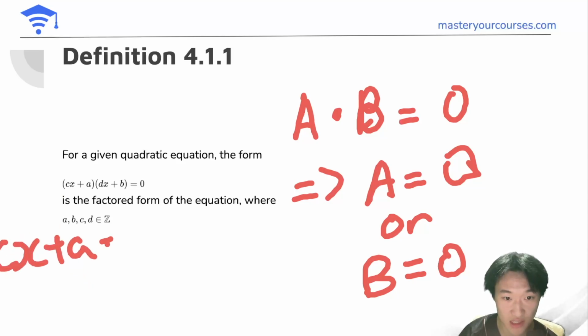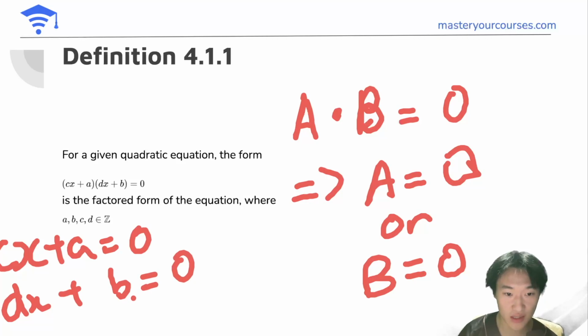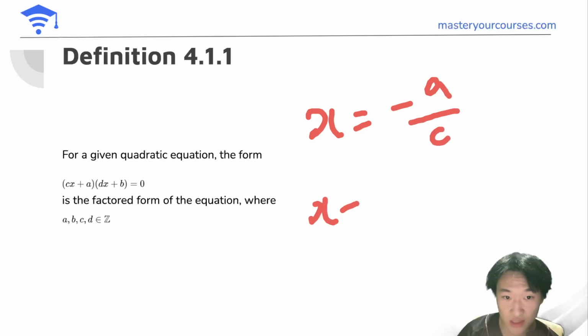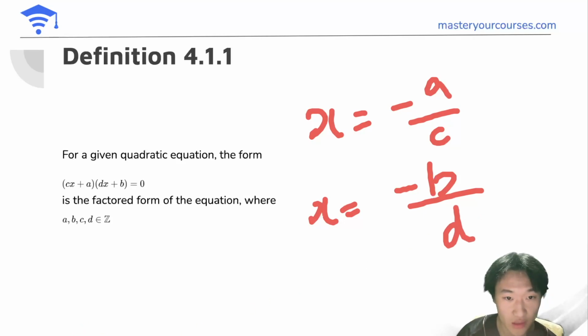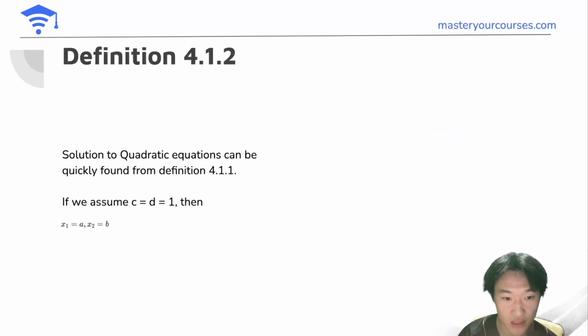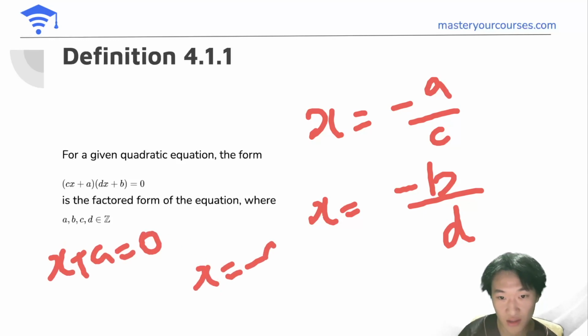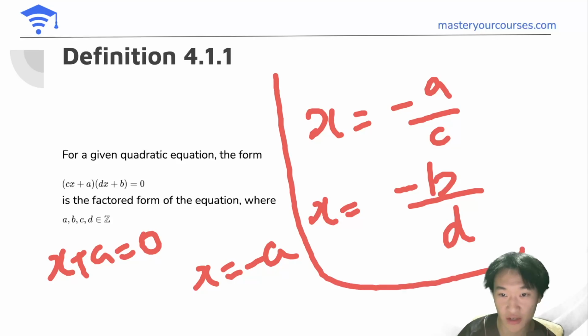We have cx + a is equal to 0, or dx + b is equal to 0, right? And then it's just simple algebra at that point. You have x is equal to negative a over c, or x is equal to negative b over d. Now, if we assume that c and d are equal to 1, we have that x is more simple than that, right? So if c and d are equal to 1, then x + a is just equal to 0, so x is equal to negative a. As you can see from here, you can just generalize with this.